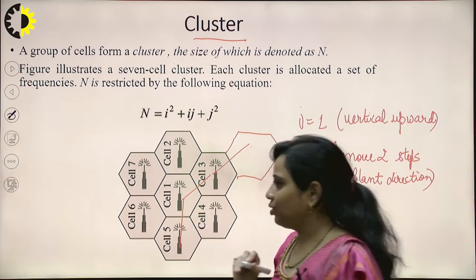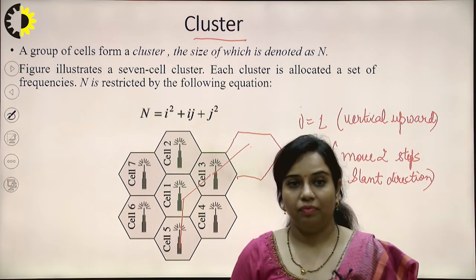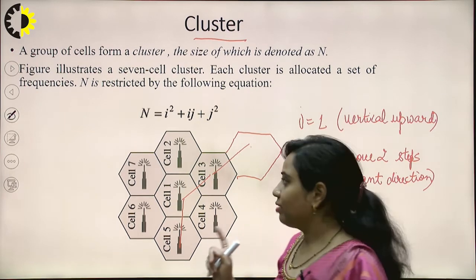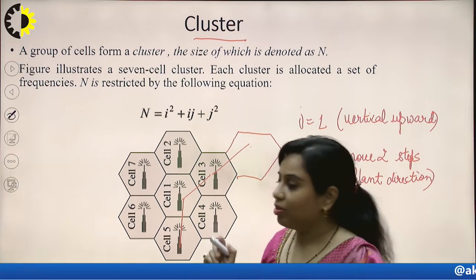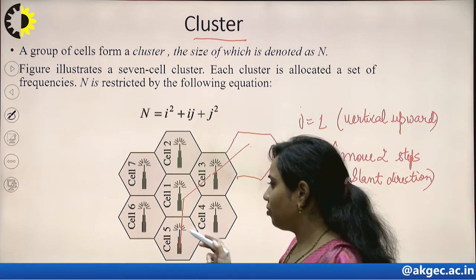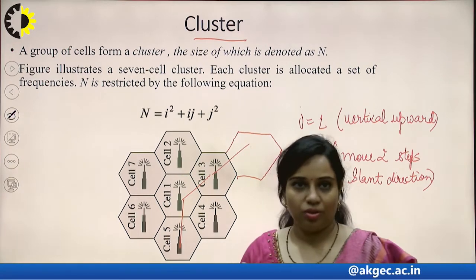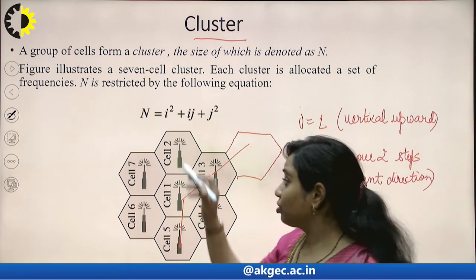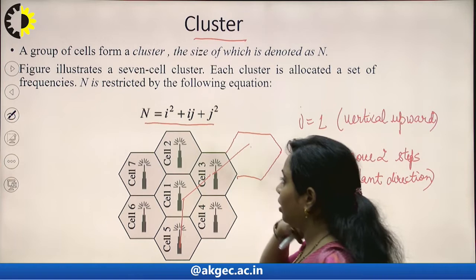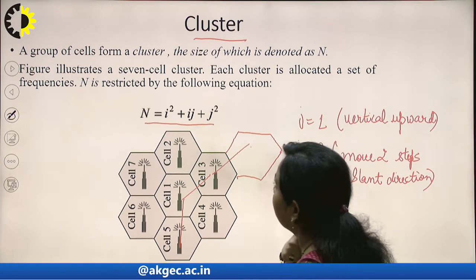So this is the concept of i equal to 1 and j equal to 2. These are the cluster sizes that we are calculating. If I consider i equal to 1 and j equal to 2, then N will be equal to 7. That's why this cluster is made up of 7 cells. So this is the concept that we have seen over here, how to calculate the cluster size. This is a very important formula to calculate the cluster size of a particular area.